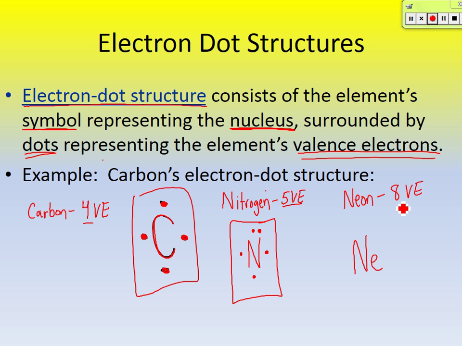And we've got to put 8 dots around it. So we're going to start here. 1, 2, 3, 4, 5, 6, 7, and 8. And that would be the electron dot structure for neon. Notice there's 2 dots on each side. That's the maximum number of dots you can put on one side for an electron dot structure. Okay, very simple. I've got a practice problem here.